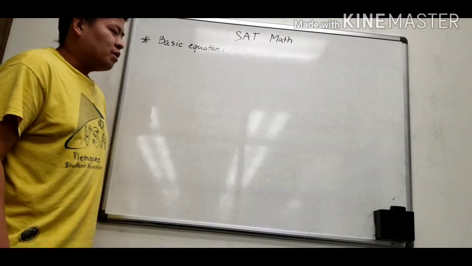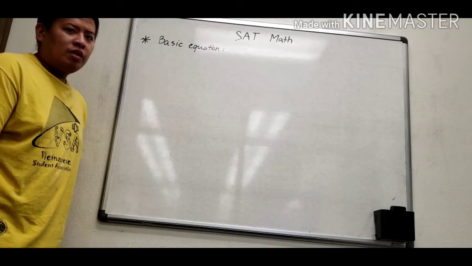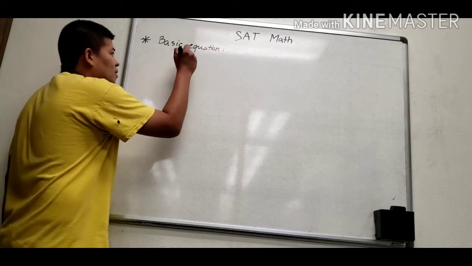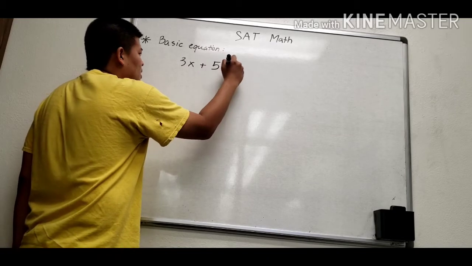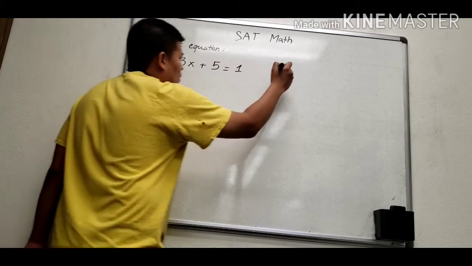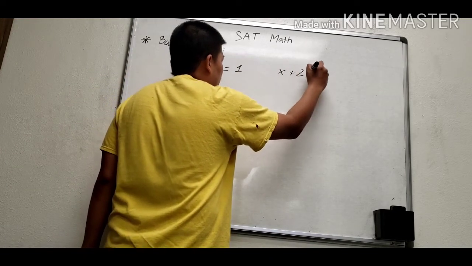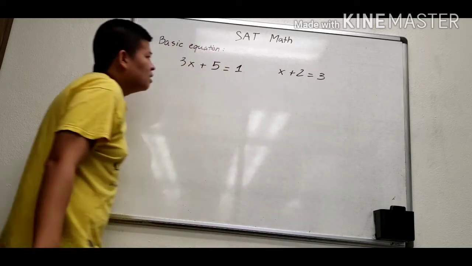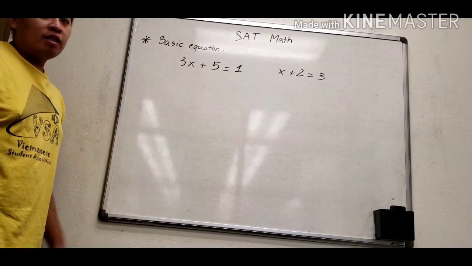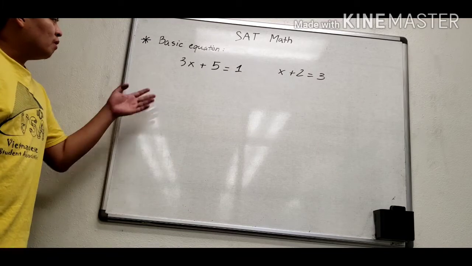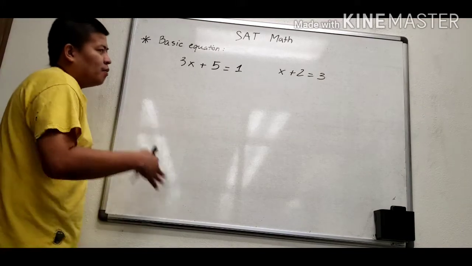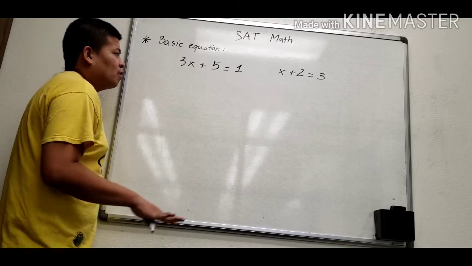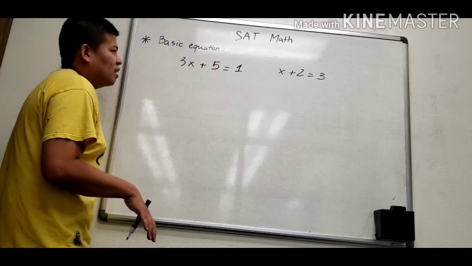So today I will talk about basic equations. This is about 3s plus 5 equals 1, or s plus 2 equals 3. These are some basic equations like this, and you will do them on the SAT math. But they cannot be basically like this. I just show you how to find the s first, so you can understand.